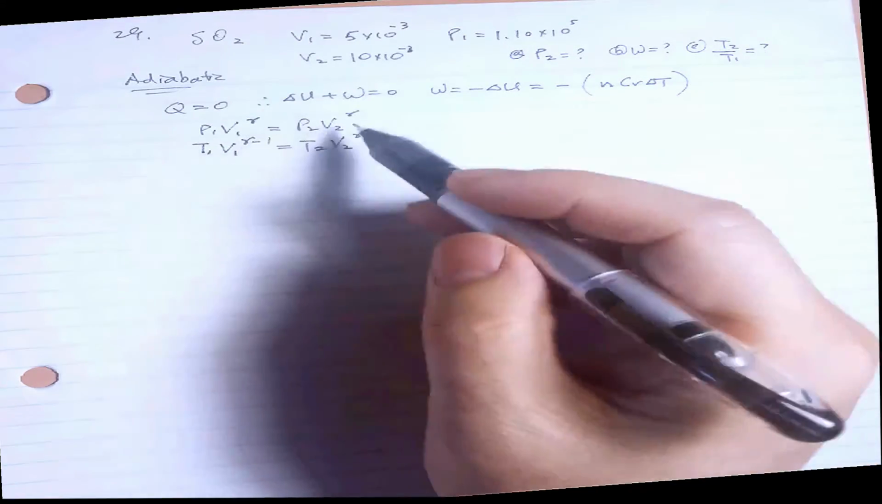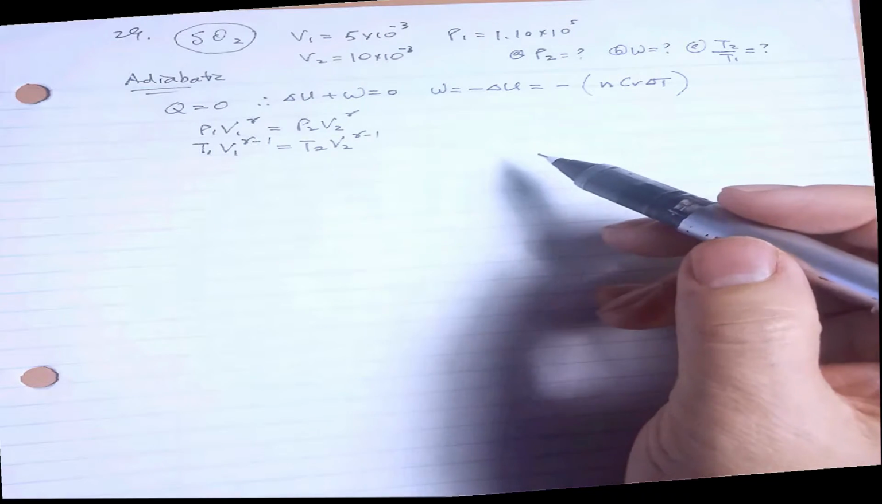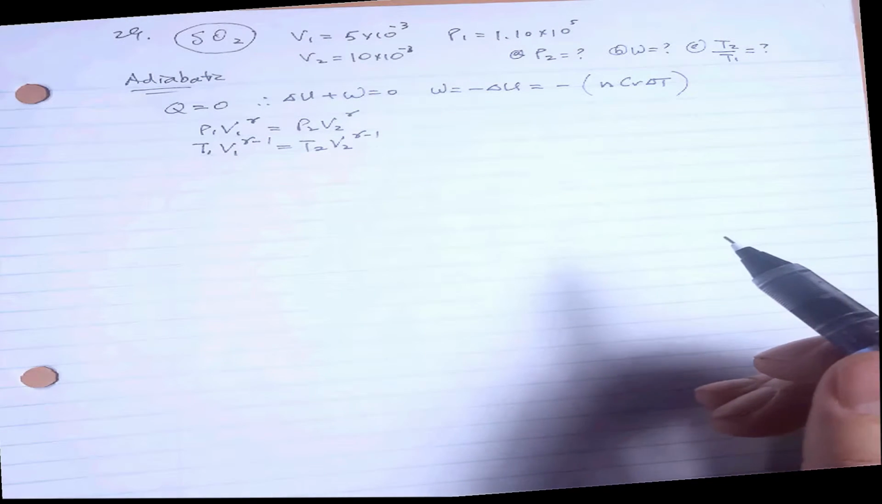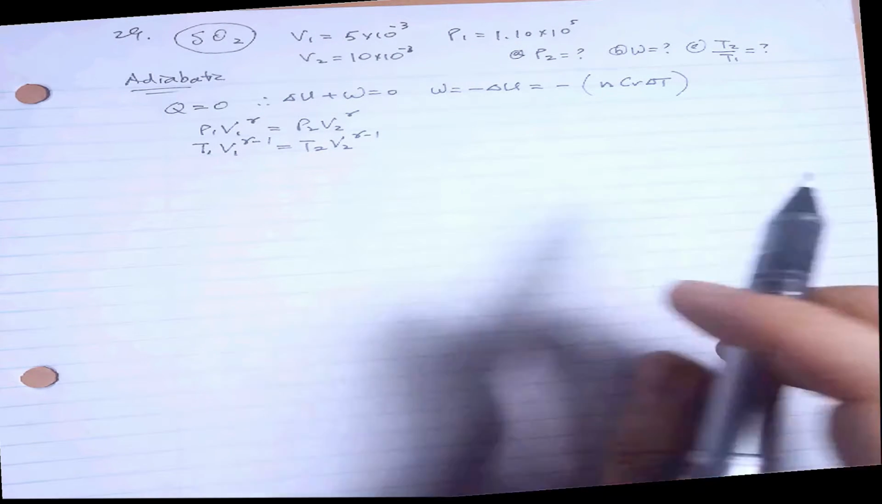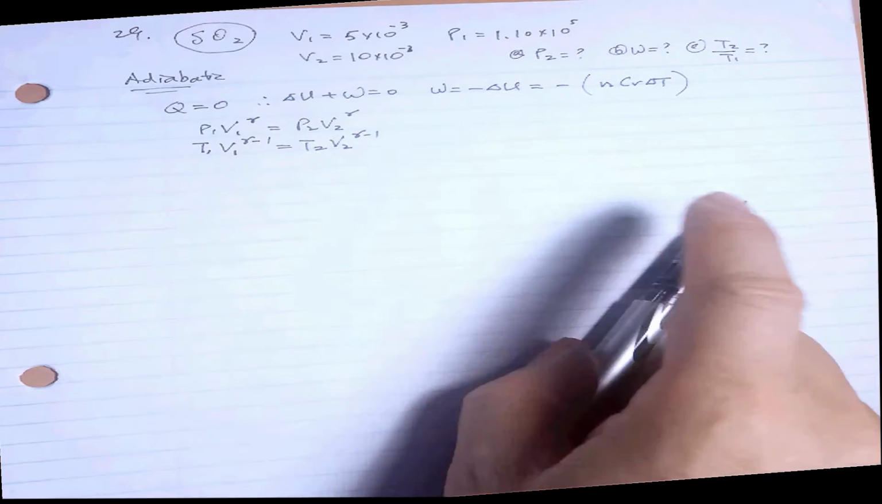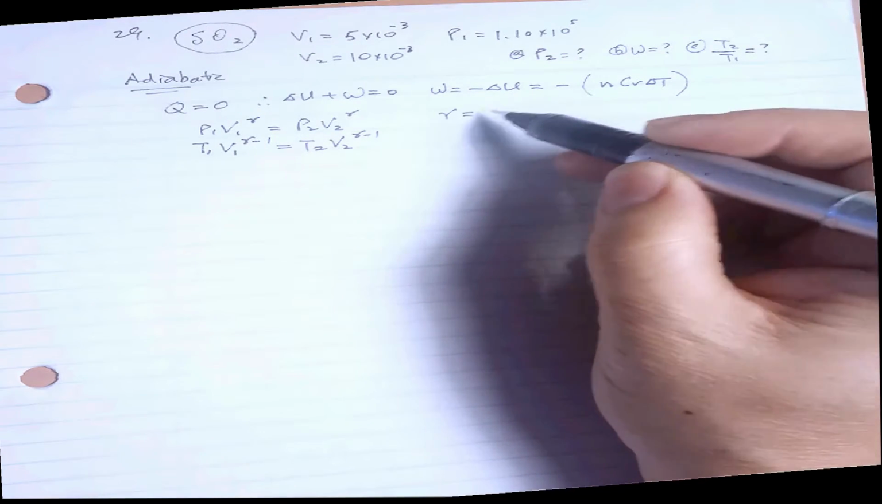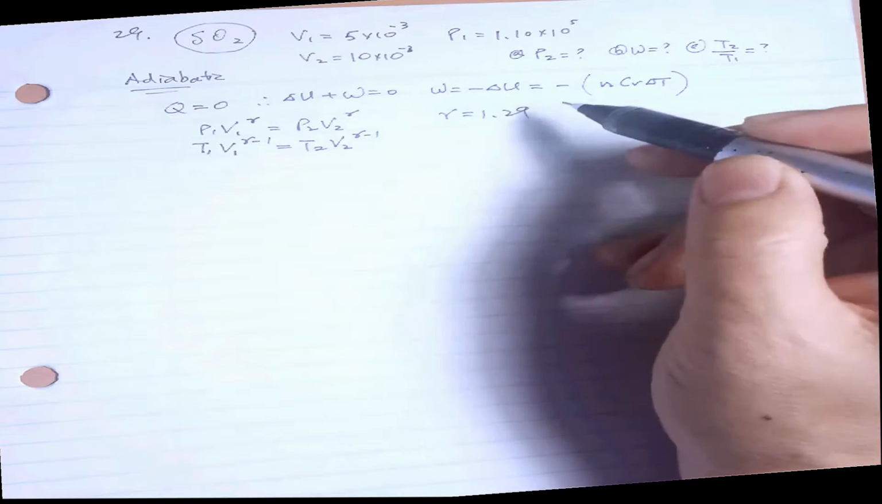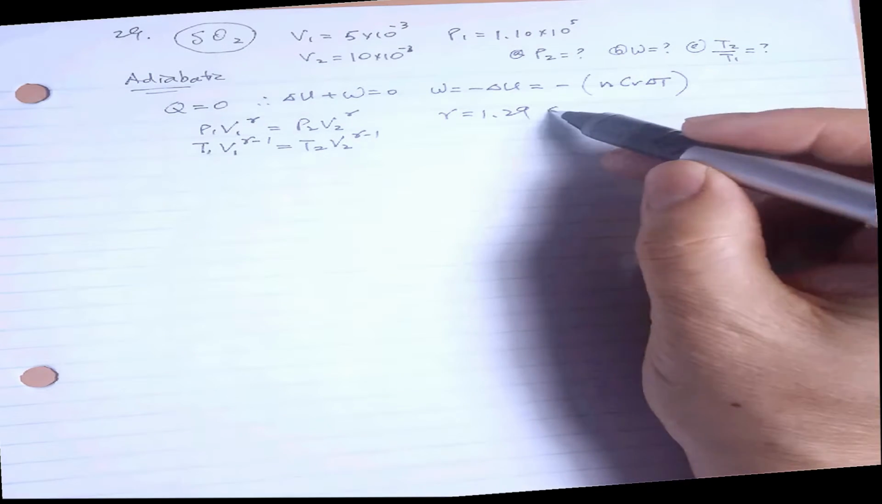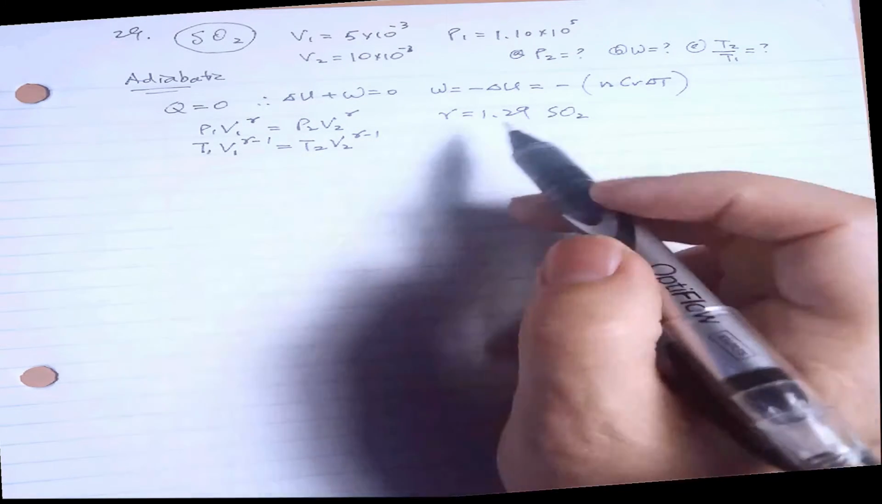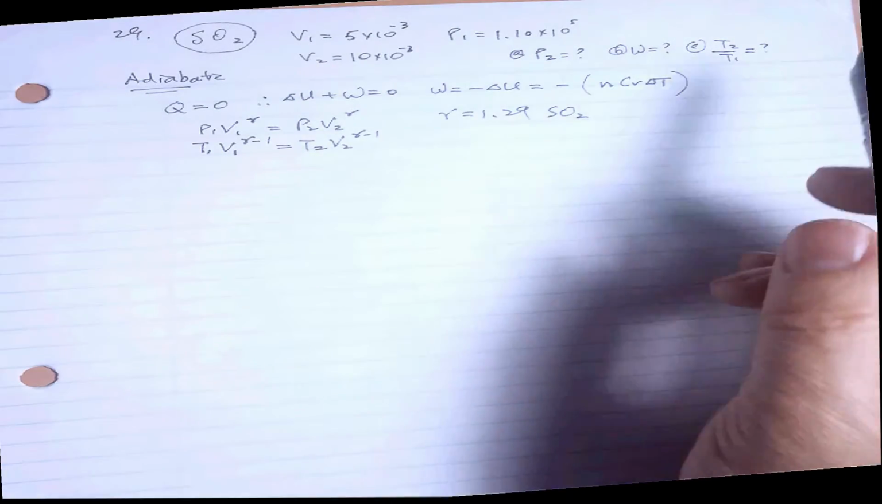All these require you to know what gamma is. Now, since you're told this is sulfur dioxide, you need to look up what sulfur dioxide's gamma is. It has to be given to you or provided by a table. Either they provide it to you, which is 1.29, or you look it up for sulfur dioxide. Therefore, we'll use that one to figure out what they want.